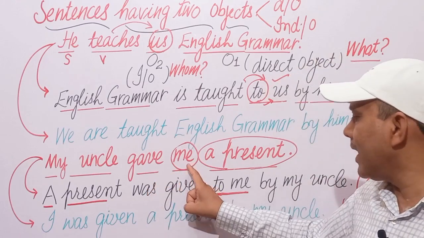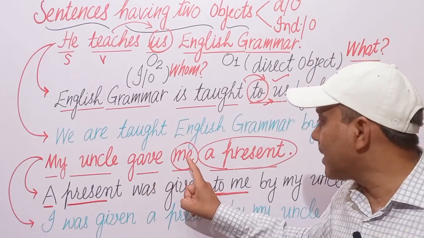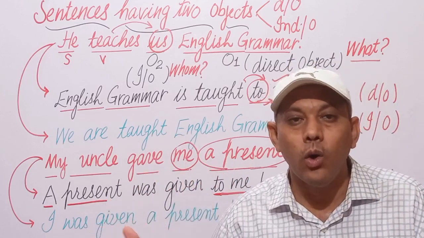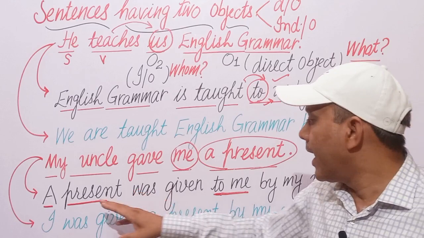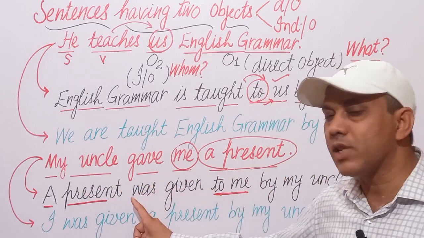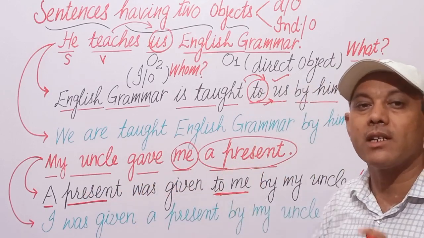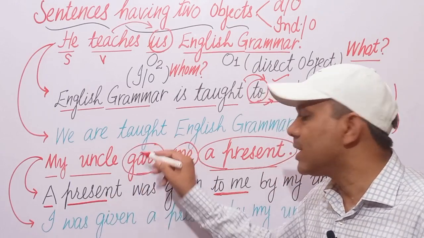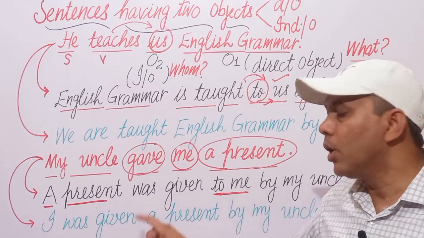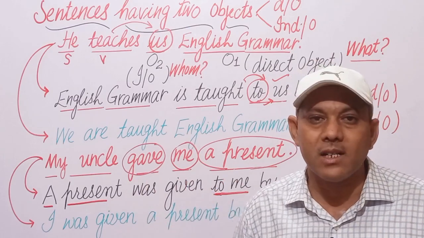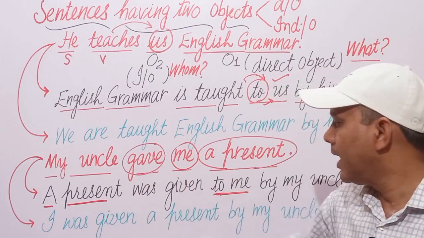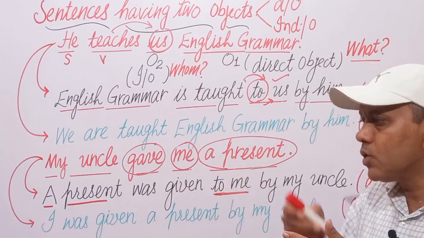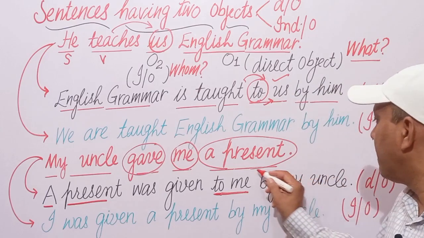If we begin with the subjective case of me, meaning I, then we need no to. Now let us begin the passive sentence with the direct object, a present. Gave is V2, simple past tense. We shall use was or were plus past participle in case of passive voice. A present was given. Given to whom? A present was given to me.